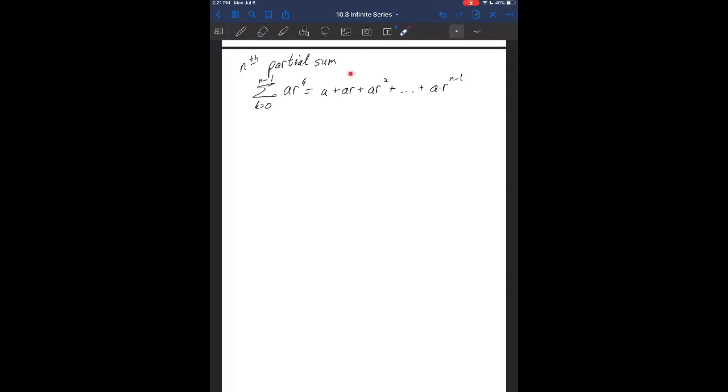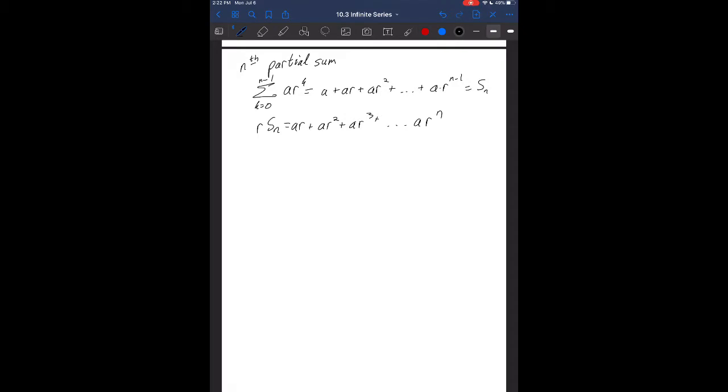Now, what's really interesting about this is that if we were to multiply everything in this by r, it would look a lot like the sequence we have already. So this is s sub n. And if we look at r times s sub n, this is going to be a times r plus a times r squared plus a times r cubed plus, and then all the way up to a times r to the n, because this last term gets an extra factor of r.